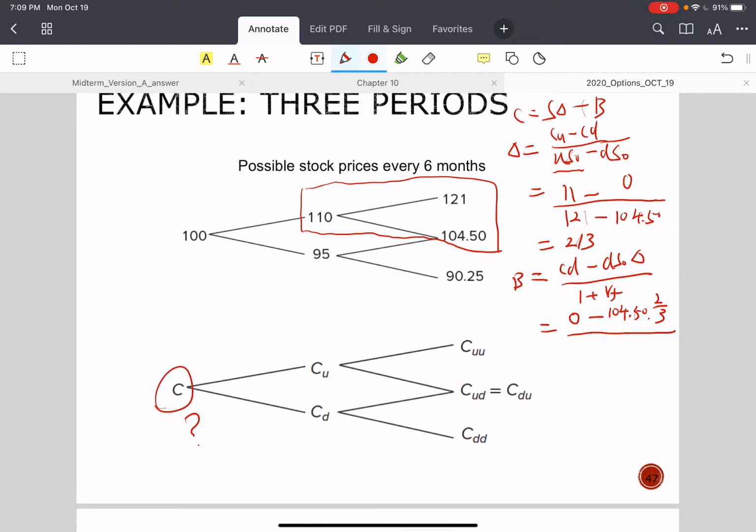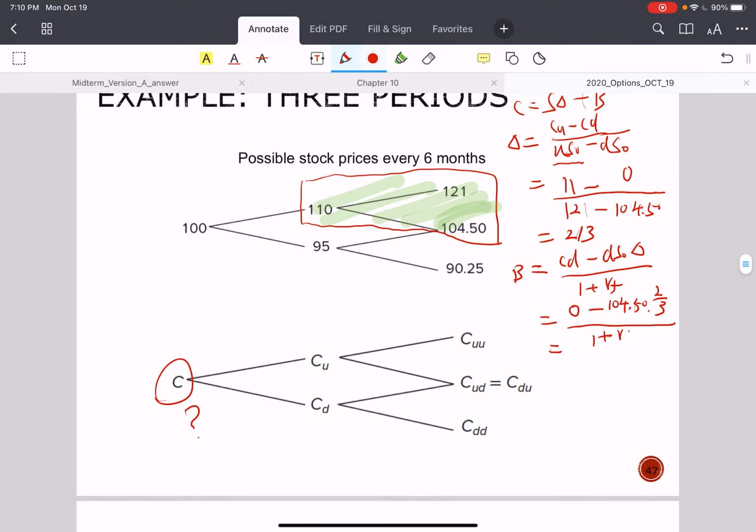Well, if you look at this picture, you can see that this period, it's a 6-month period. So you should not use the annual rate. You should use the 6-month rate. So let's just assume an annual percent rate. So we will use 10%, right? So 12-month interest rate is 10%. So 6-month interest rate is 5%.